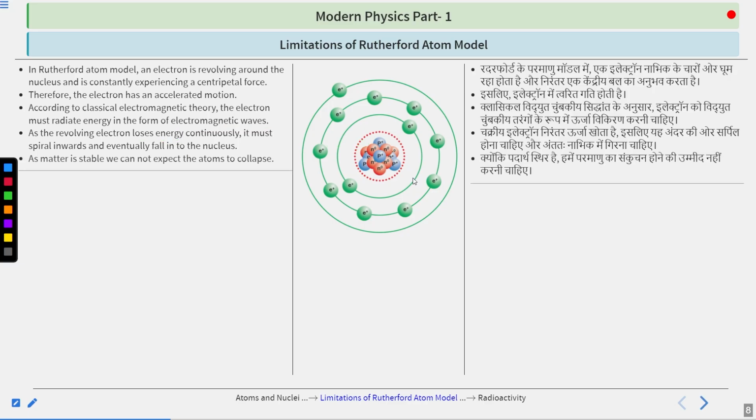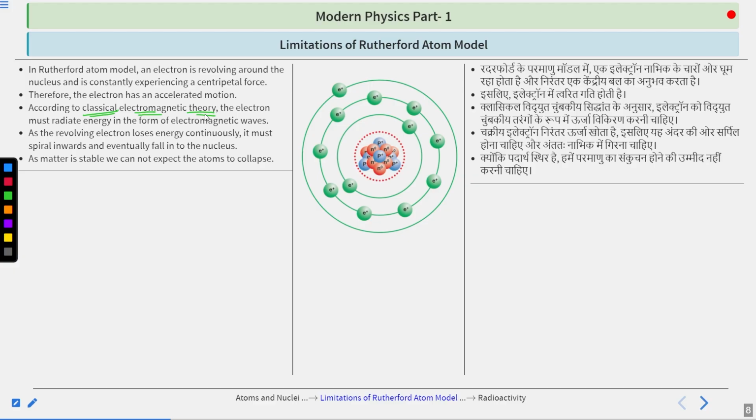As matter is stable, we cannot expect the atoms to collapse. But in reality, what is actually happening? The electrons are not going to collapse into the nucleus. So if we apply the classical electromagnetic theory to that particular situation in the Rutherford atomic model, this should happen, but this is not happening, right? Why? Because we could not expect the atoms to collapse, and that was one of the major limitations of Rutherford atomic model.